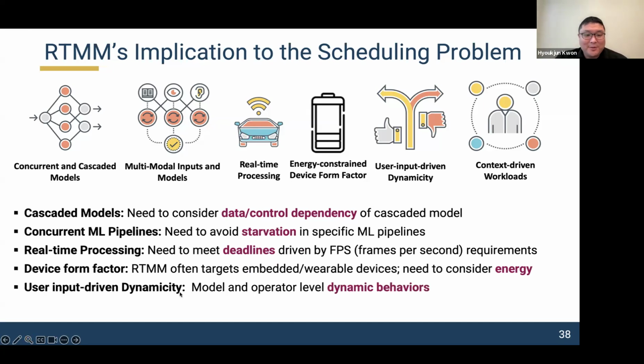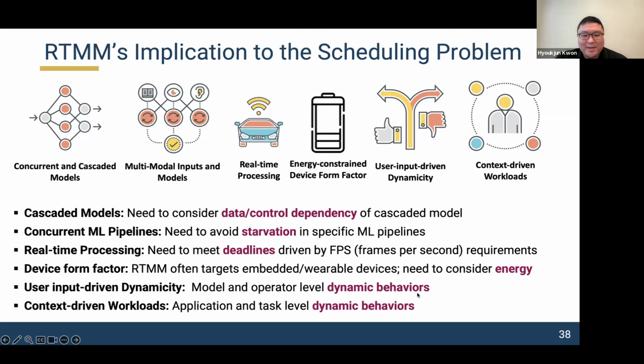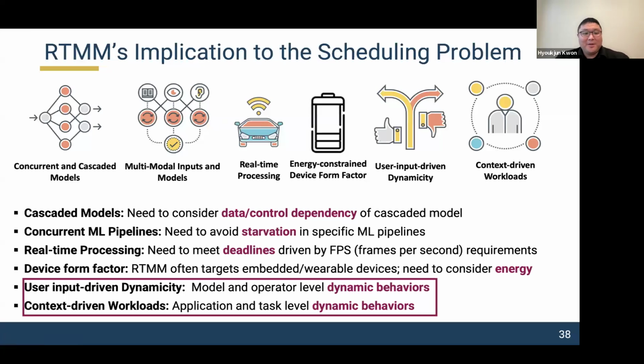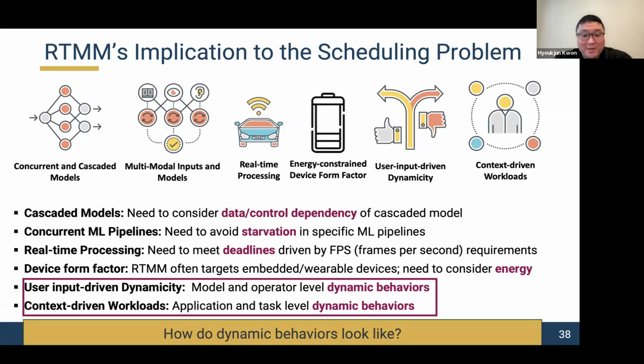And for user input-driven dynamicity and context-driven workloads, their implication is basically dynamic behaviors in the workload. And we found those dynamic behaviors are one of the key aspects. Not only the first four, but dynamic behaviors are also a key aspect we need to consider for scheduling.